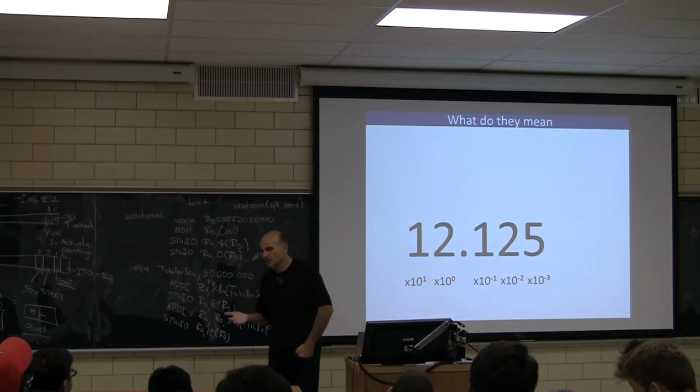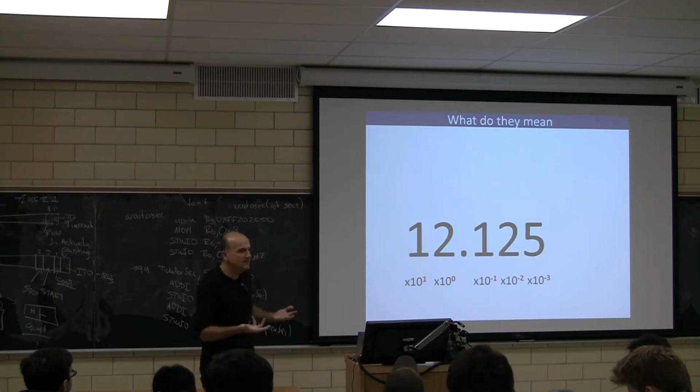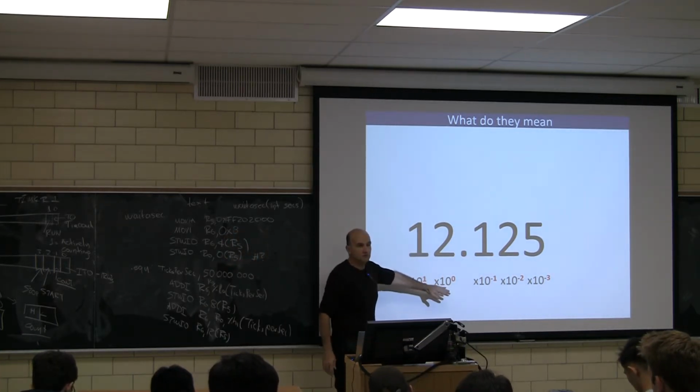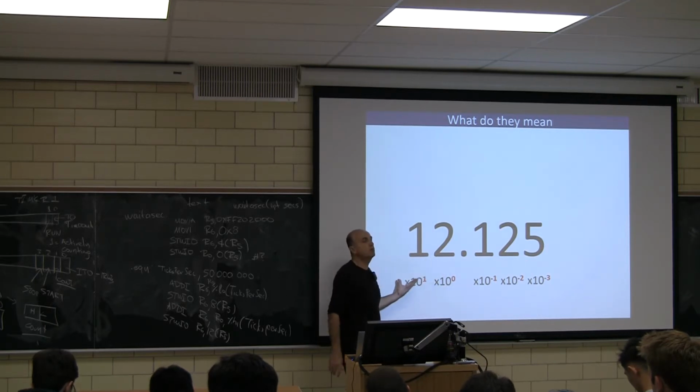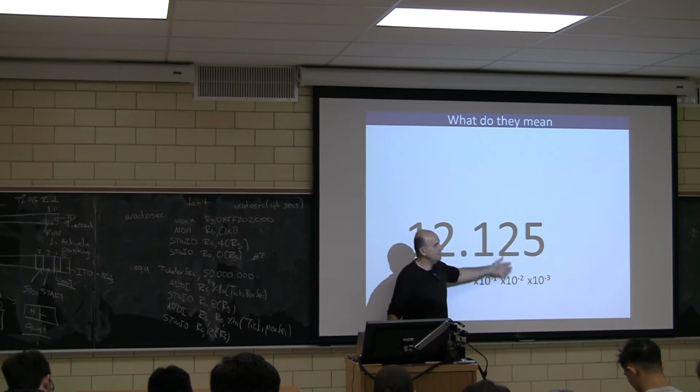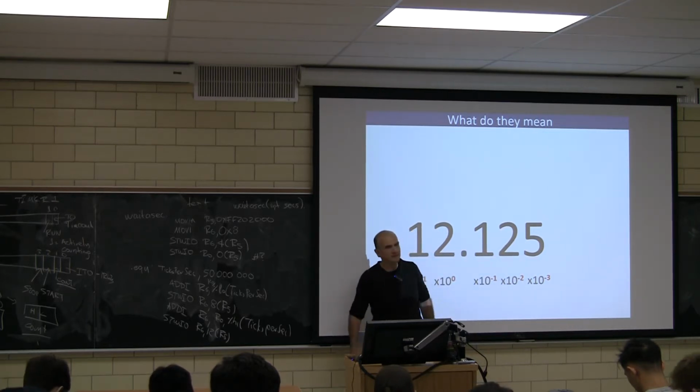Now, again, primary school stuff, when you write this dot, what does it mean? Right, or comma if you're in Europe. These are powers of 10. For integers, these are all positive powers of 10. These are negative powers of 10. So this is 1/10, 1/100, 1/1,000th.